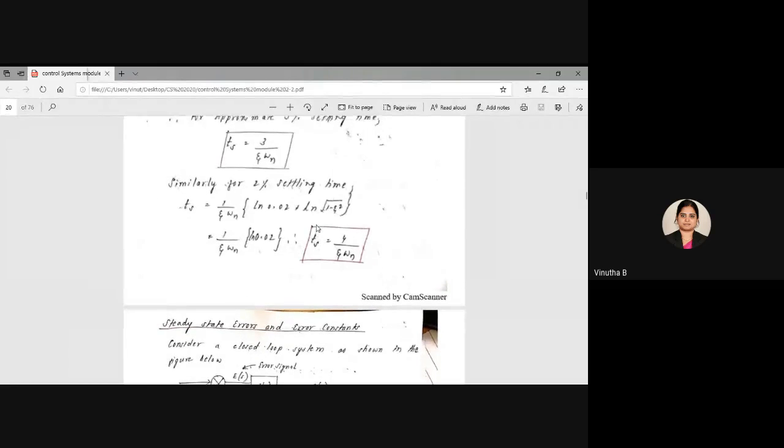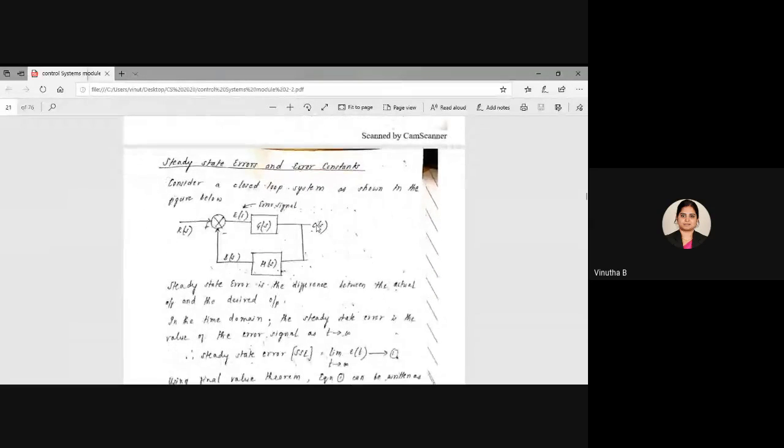Similarly, for 2% settling time, you have to find out in the similar fashion. So you will get Ts as 4 by zeta omega n. So this you have to remember. For 5% settling time and for 2% settling time, what is the expression for Ts? You have to remember. So this is about the various time response parameters that we are going to study to get the desired performance of the control system.